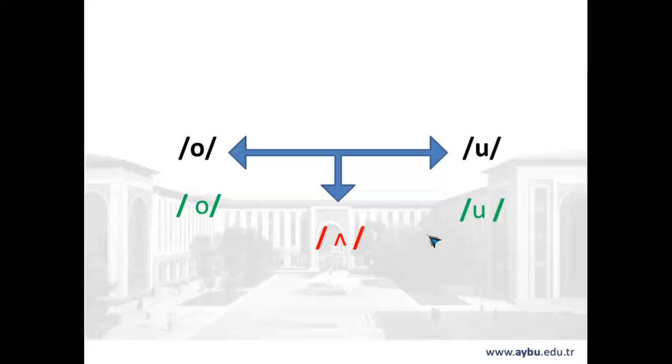So let me repeat it again. The letters O and U have two sounds. They have a common sound, A. So sometimes O and U produce the sound A in some words. However, they have their individual sounds of O and U.